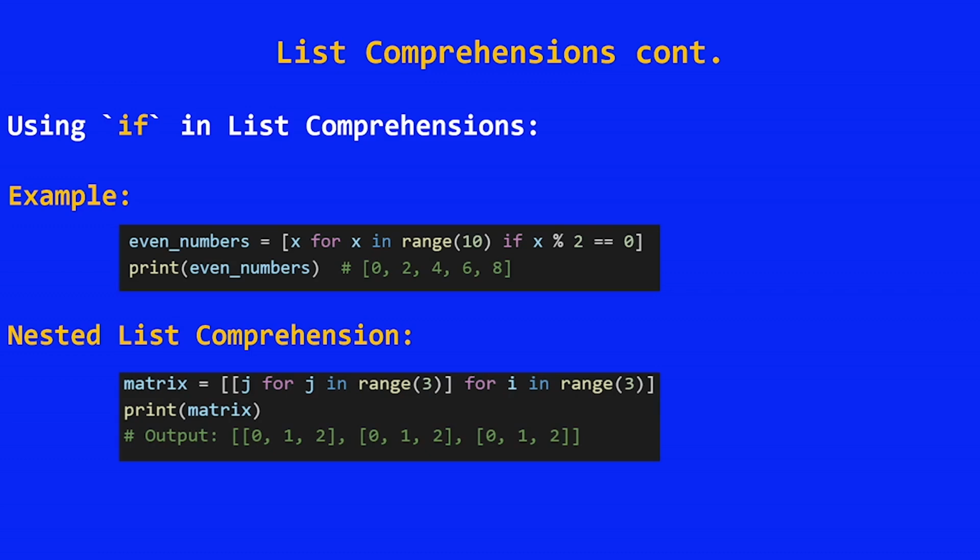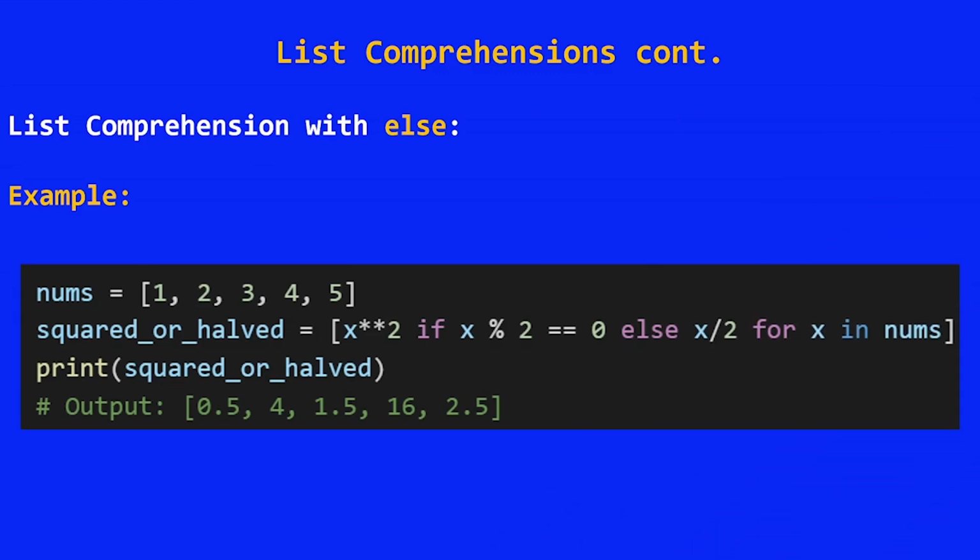So you can also look at nested list comprehension. For example, matrix is equal to j for j in range 3 for i in range 3. You need to understand range 3, 3, which means it's a pair, i and j. So it means taking the value from pair 1 and comparing with the value in pair 2. And this is exactly the output.